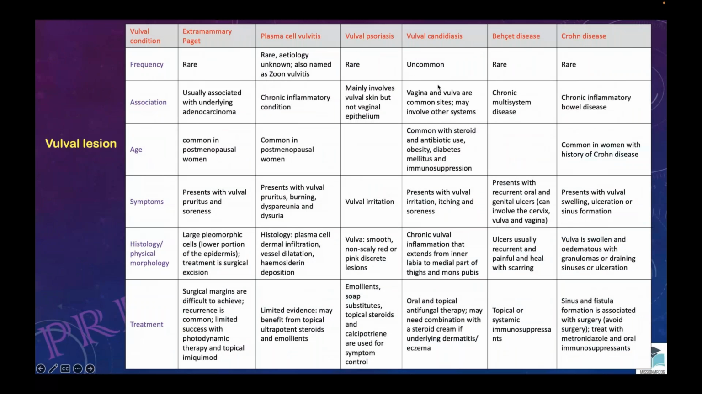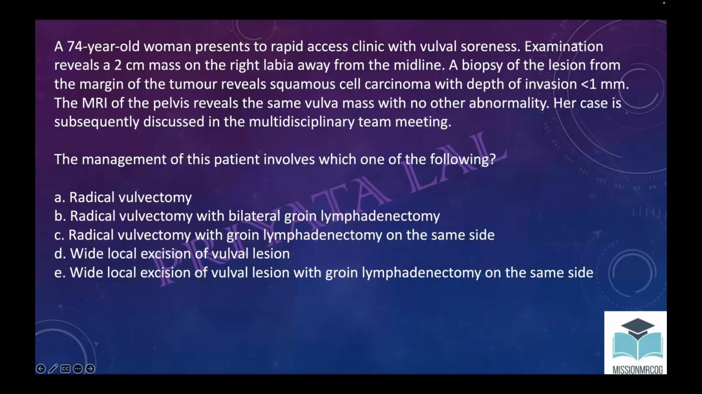A 74-year-old woman presents with vulval soreness. Examination shows a 2 centimeter lesion on the right labia, 2 centimeters away from the midline. Biopsy shows squamous cell carcinoma with a depth of invasion less than 1 mm. MRI shows no abnormality. Her case is discussed in the MDT. What should be done? E, ma'am, wide local excision with groin lymphadenectomy on the same side.